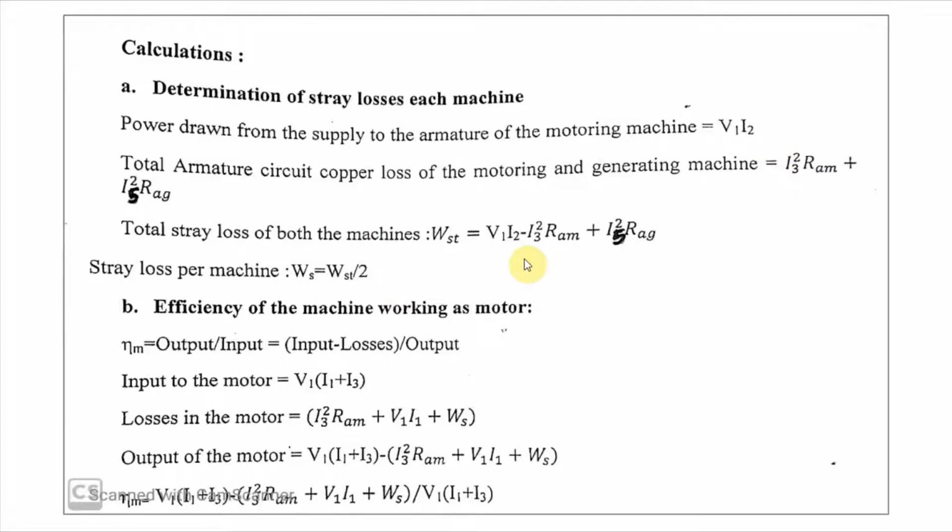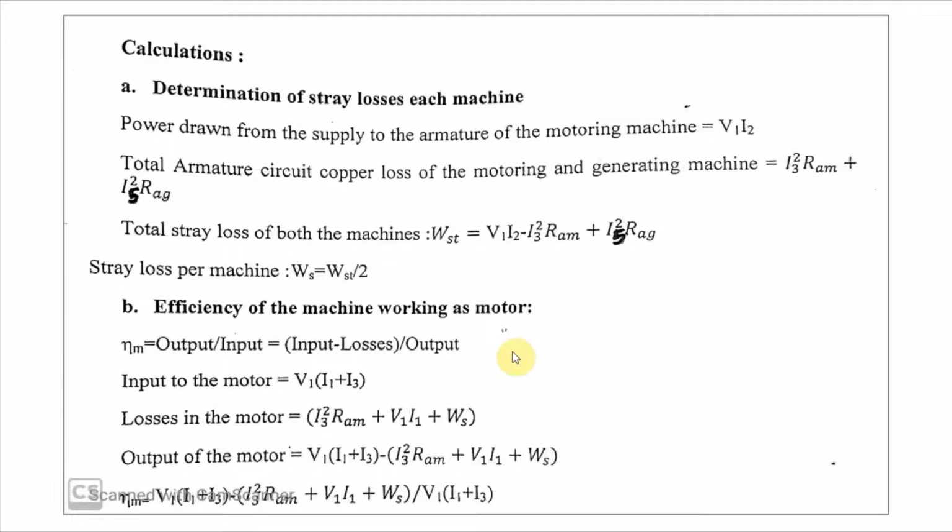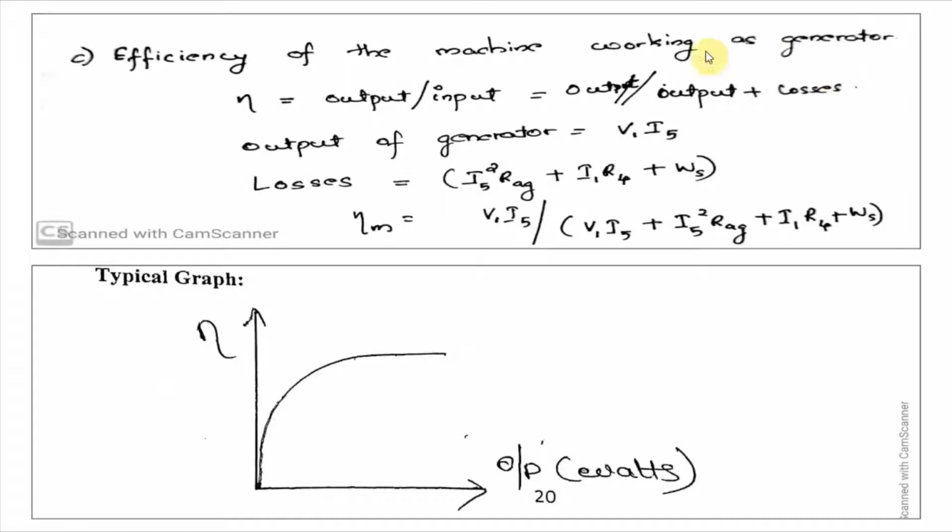Coming to the calculations. So the calculations here will have 3 parts. The first part is determination of stray losses, or I can call it to be more specific, it is no load rotational losses. Next we have efficiency of machine working as motor. Now there are 2 machines, so we are calculating the efficiency of 2 different machines. So this is the efficiency of the machine which is working as motor, and this is the efficiency of the machine which is working as generator.